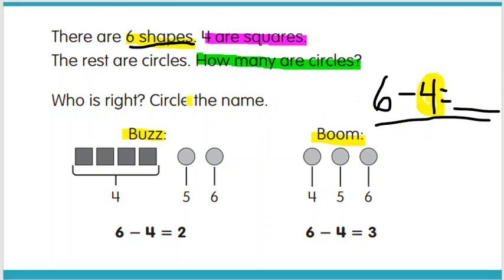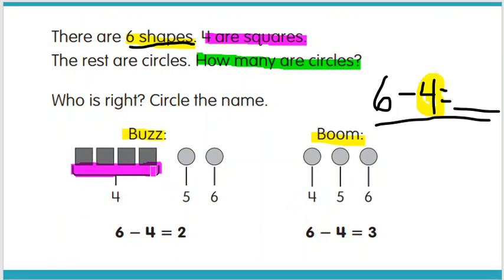So let's see which one of these guys, Buzz or Boom, started with a smaller number. So I can see here Buzz put this 4 in his mind first. Okay, well that looks to be right. Boom, it doesn't look like he did. He didn't put anything in his mind first. He just started here at the 4 and the 5. So let's check Buzz's work.